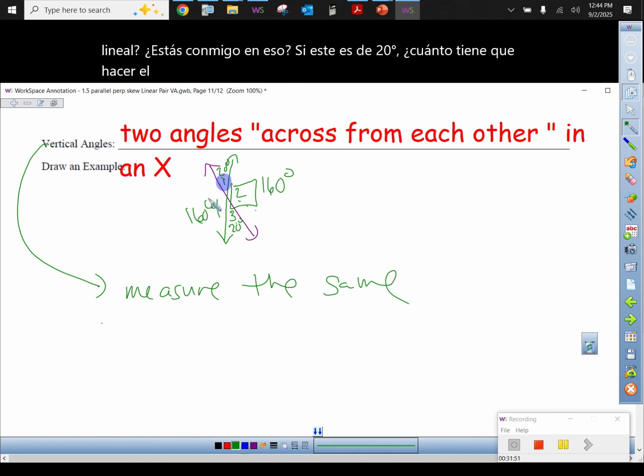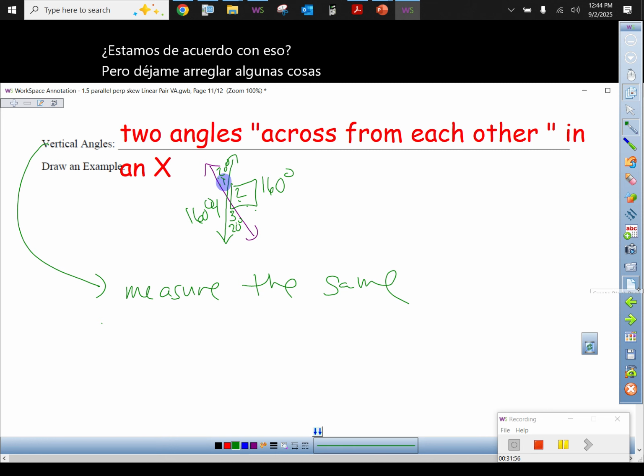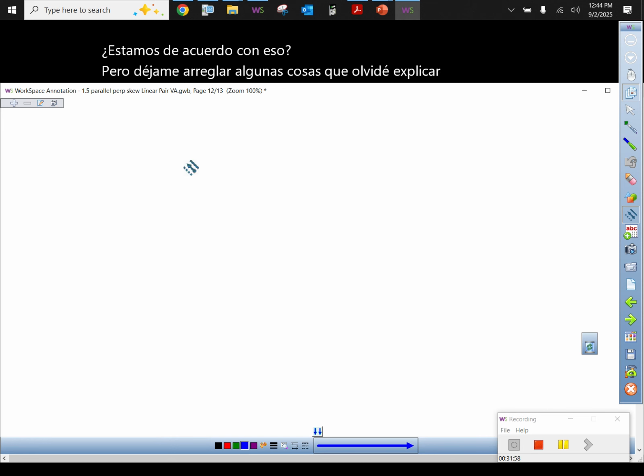But let me fix some stuff that I forgot to explain last hour. You don't need to draw any of this. I'm just going to ask you some questions. Let me get some arrows on this bad boy. I do have a couple more before we do homework.